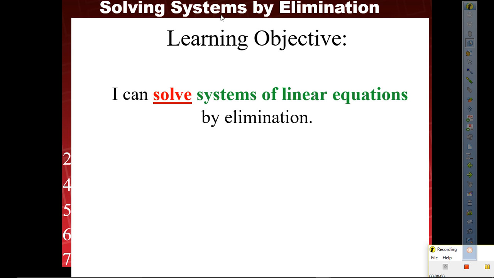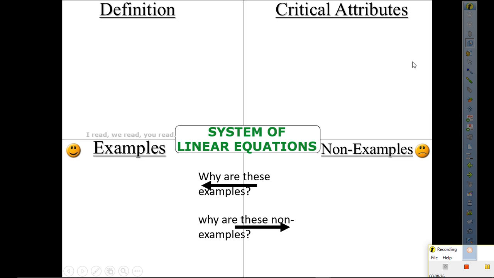So, in your Frayer model, you're going to write systems of linear equations. Write that in the center, systems of linear equations. In your Frayer model, yes? In a minute.